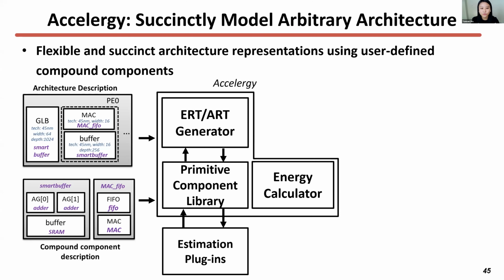So now let's look again at how we can represent this architecture design. Accelergy then takes in the architecture description in terms of high-level components. Each of them is an instance of a user-defined compound component class, and each class is defined inside the compound component description. So in this way, if we change the definition of the compound component, we only need to modify the compound component description. The architecture description can stay the same. And the architecture description is definitely more succinct than the previous version we had several slides ago.